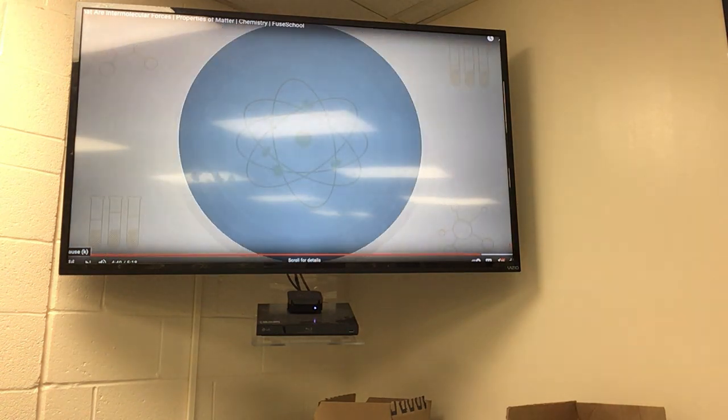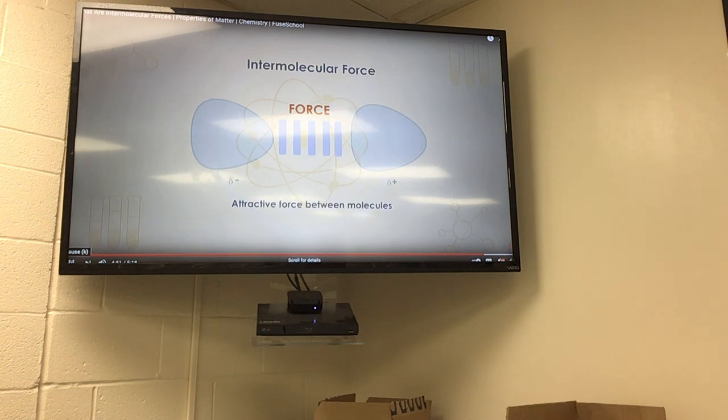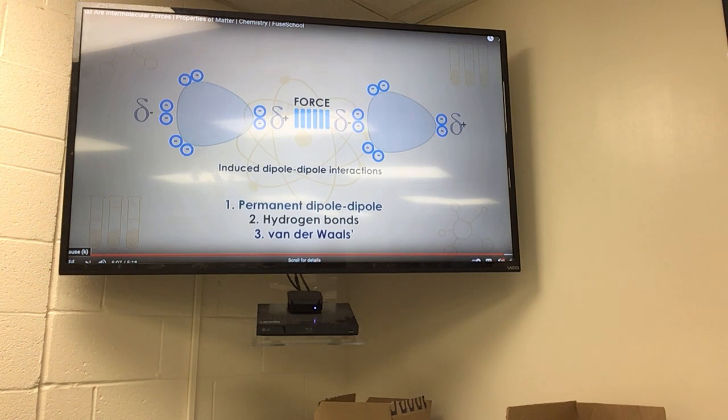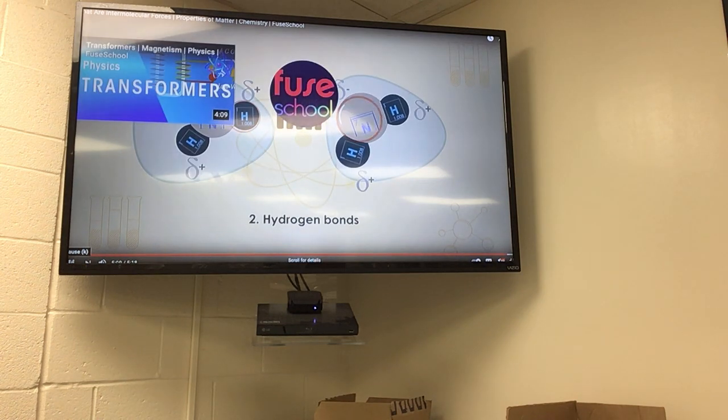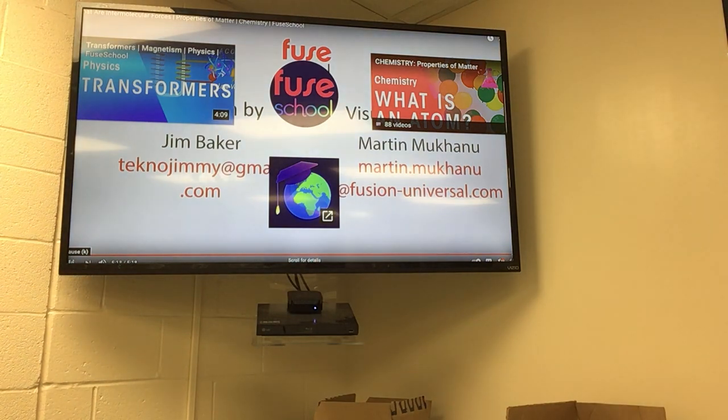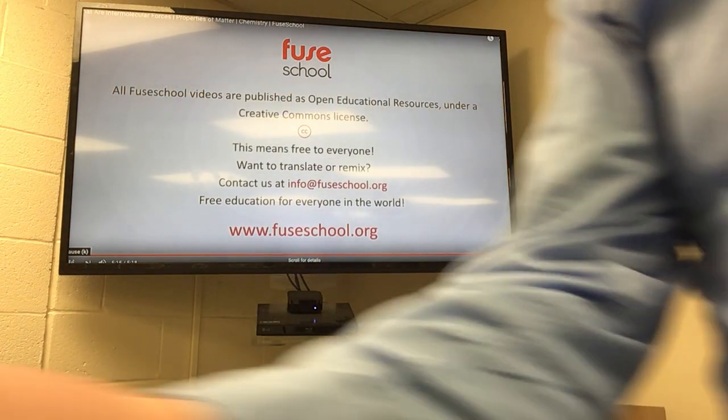So, to recap, an intermolecular force is simply an attractive force between neighboring molecules. The three common intermolecular forces are 1. Permanent dipole-dipole forces, 2. Hydrogen bonds, and 3. Van der Waals forces. Hydrogen bonds exist between a hydrogen atom on one molecule. That ended abruptly.